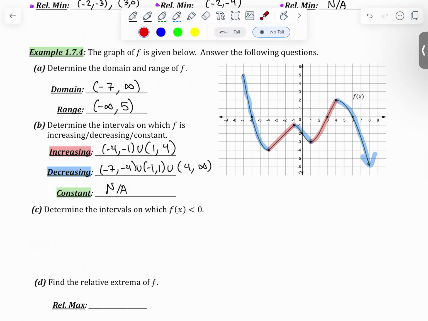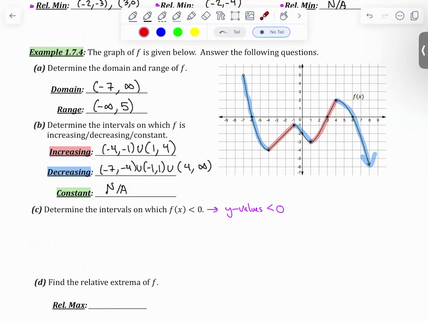It's never flat. Now, here's a fun question that I like, and I meant to ask it sooner, but I think it's very good. Determine the intervals on which f of x is less than 0. So let's break that down in case you don't see what that means. This means the y values are less than 0. Because if f of x is less than 0, you're saying your function values need to be less than 0. And the function value is synonymous with the y value.